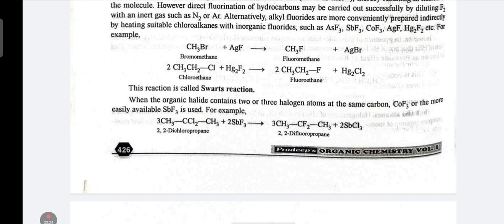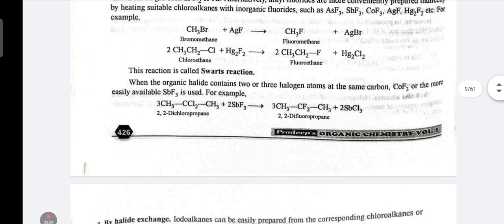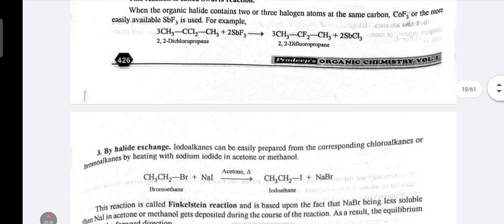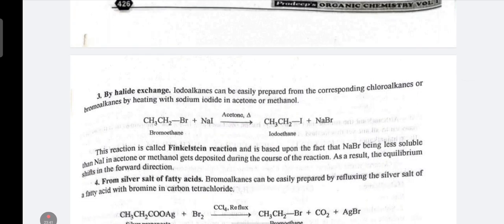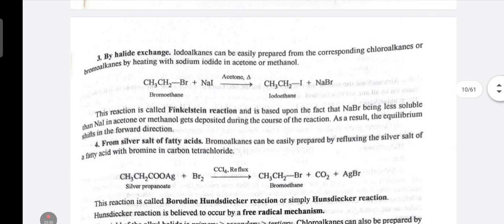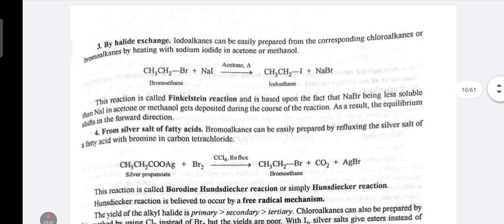When the organic halide contains two or three halogen atoms on the same carbon, cobalt fluoride or, more easily available, SbF3 is used. For example, by halide exchange, iodoalkane can easily be prepared from the corresponding chloroalkane and bromoalkane by heating with sodium iodide in the presence of acetone and methanol.